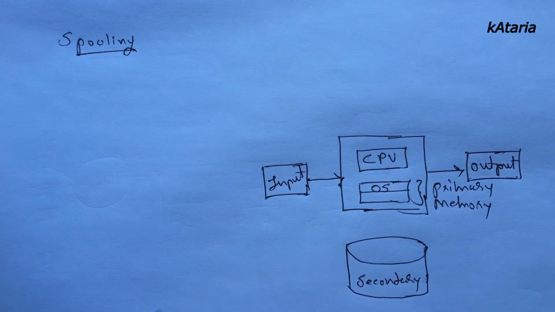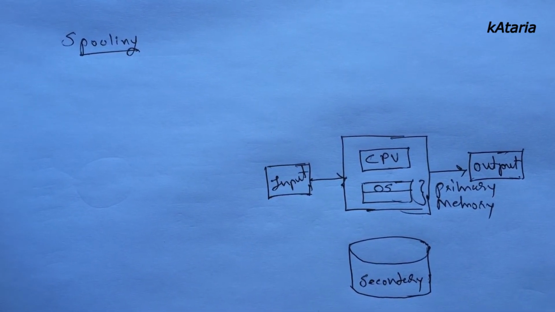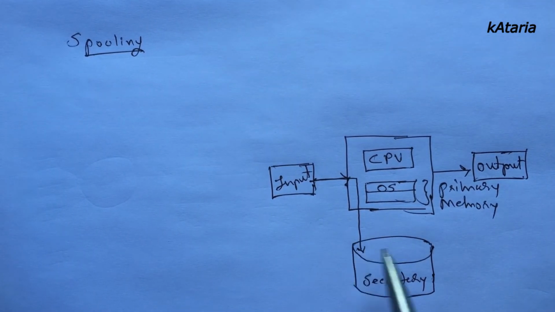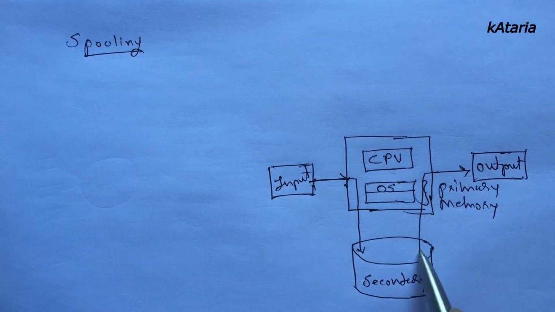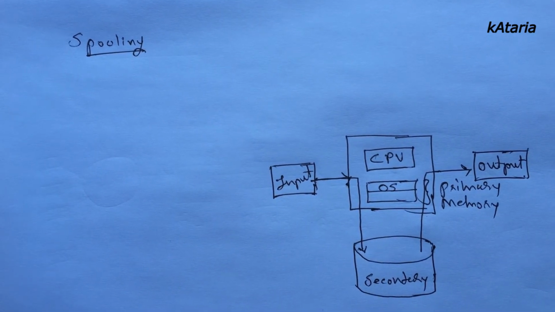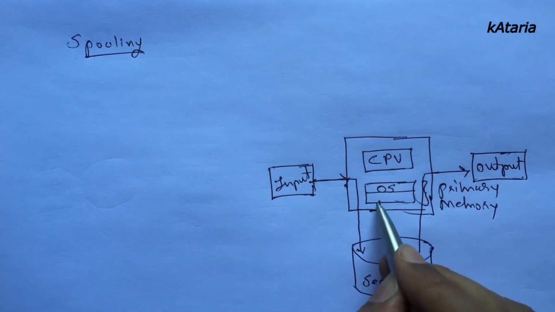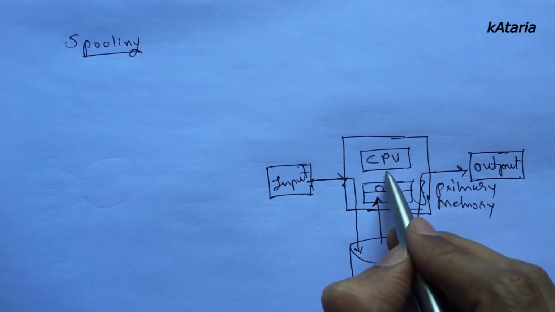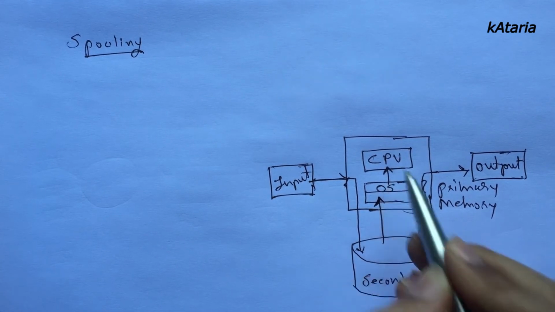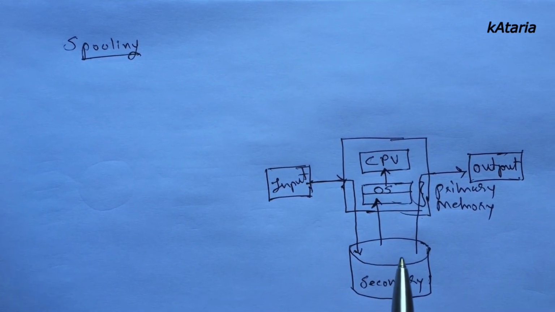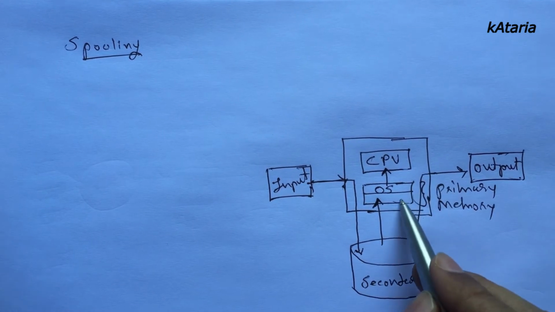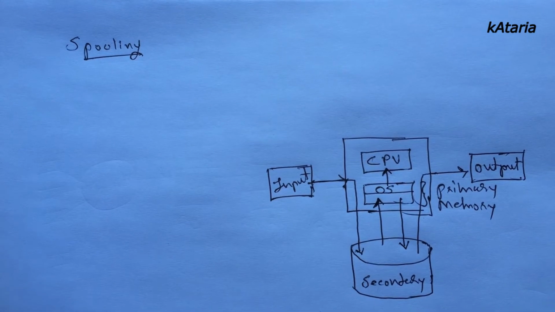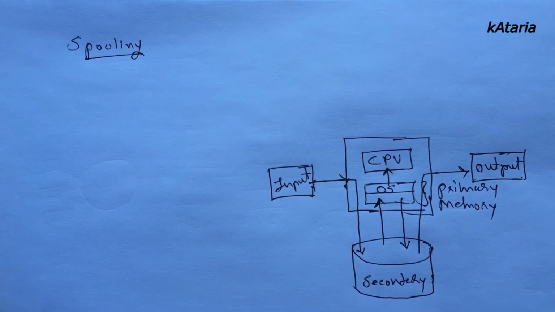So now how will IO devices communicate here? IO devices will communicate with the secondary memory, and secondary memory will produce input to the primary memory. Same thing, primary memory will produce input to the processor, or primary memory will return the output to the secondary memory.